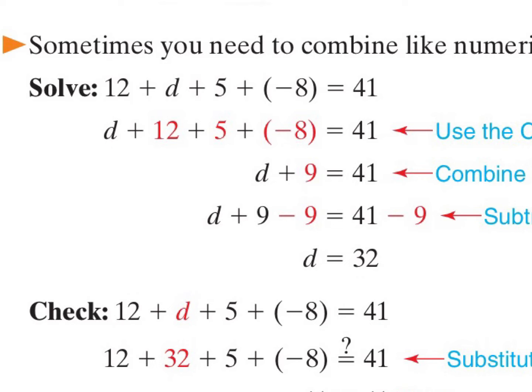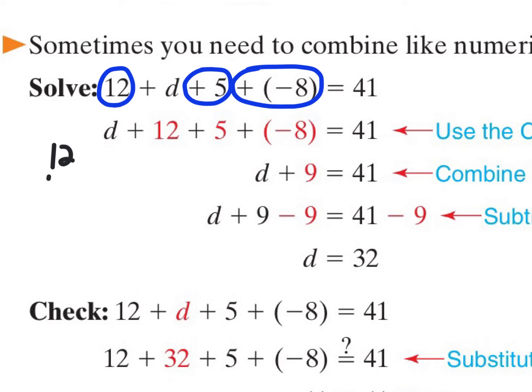So one thing you could do, like the book mentions, you could use the commutative property and rearrange the order and get all those constants next to each other. If you're careful with it, you might be able to just combine them as they are without rearranging it. So if you do that, 12 plus 5 is 17 if you want to combine the positives together first. And then besides that, we have a negative 8. So then 17 plus negative 8, or 17 minus 8, would be 9.